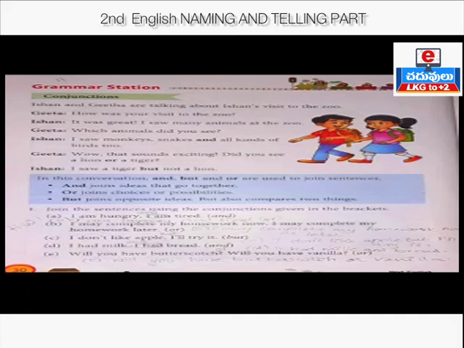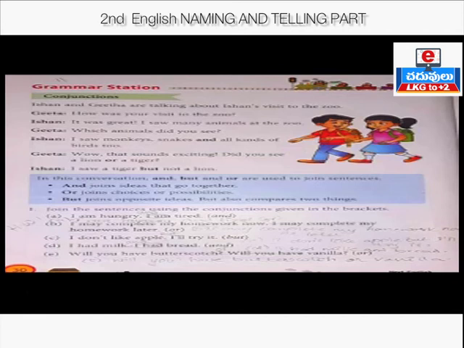Next, I had milk. I had bread. You have to write this sentence with and. Children, in this sentence you have to take out the full stop and you have to join with and. And the answer is like this. I had milk and bread.